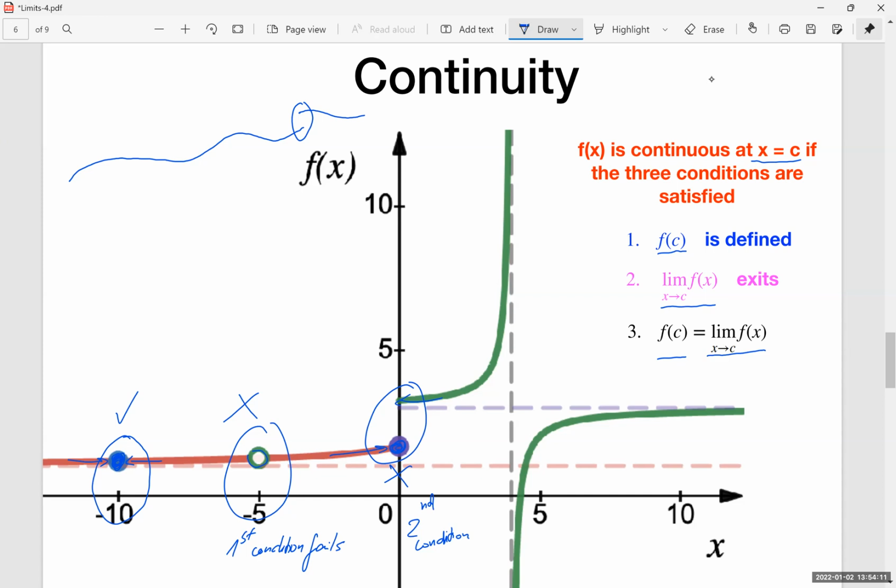All right, look at the point where x equals 4. f of 4 is not defined because x equals 4 is a vertical asymptote. So the first condition is not satisfied. The second condition is also violated because the limit when x goes to 4 doesn't exist. So that means the function f of x is not continuous at x equals 4. Probably all the conditions are not satisfied.